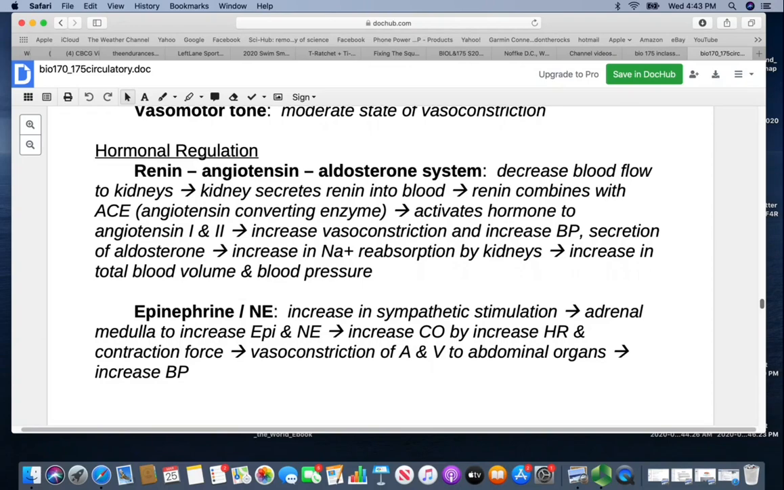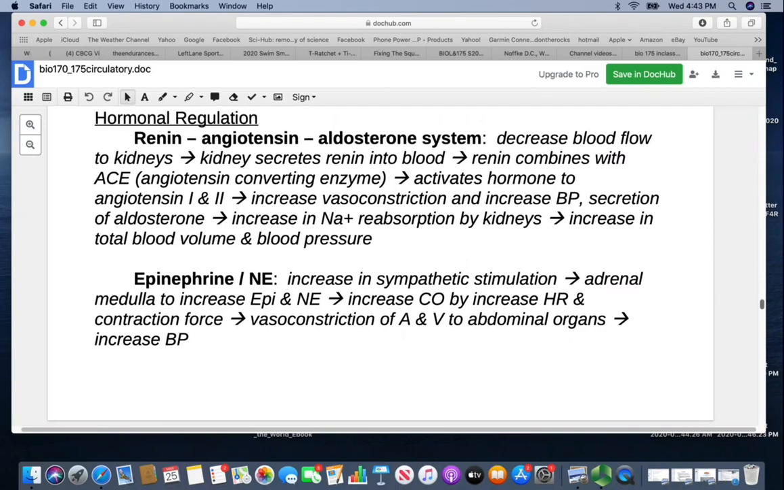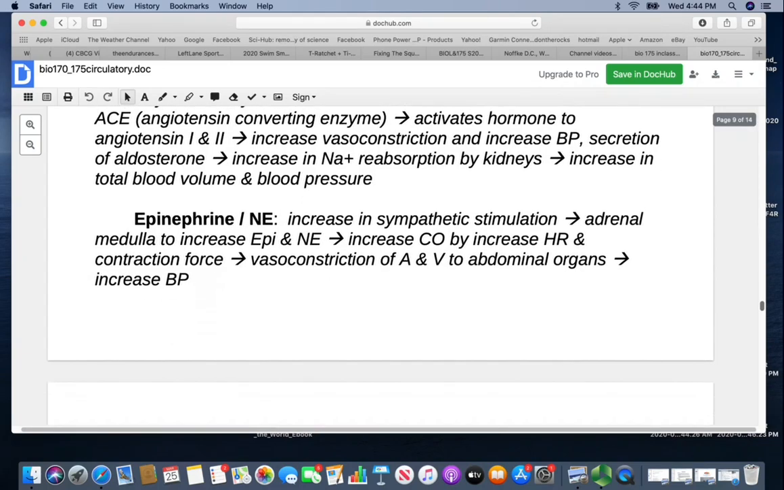This increases vasoconstriction and increases blood pressure. It will also trigger the secretion of aldosterone that will lead to an increase in sodium reabsorption by the kidneys. This in turn increases the total blood volume and the blood pressure. With epinephrine and norepinephrine, when there's an increase in sympathetic stimulation, the adrenal medulla is going to increase the epinephrine and norepinephrine. This is going to lead to an increase in cardiac output by increasing the heart rate and contraction force. It will also lead to vasoconstriction of the vessels to the abdominal organs, increasing the blood pressure.